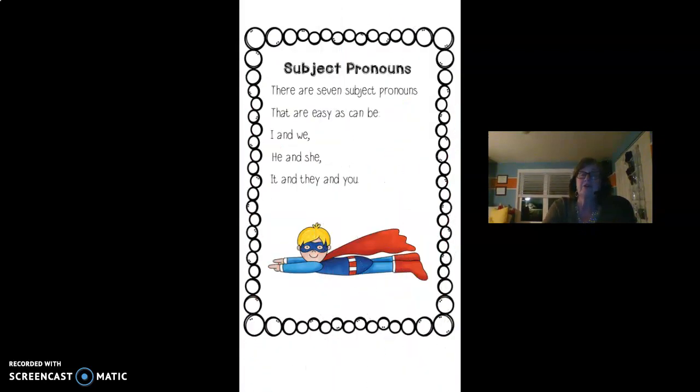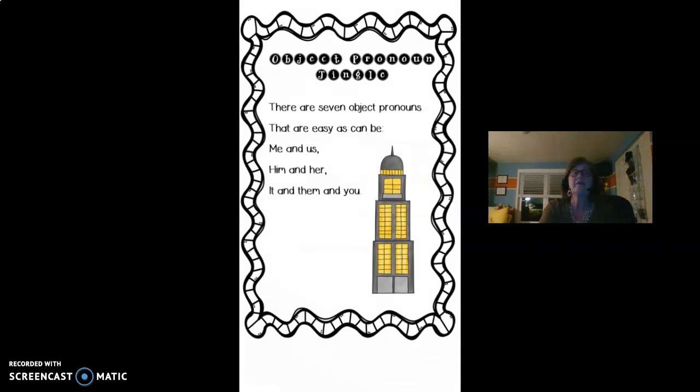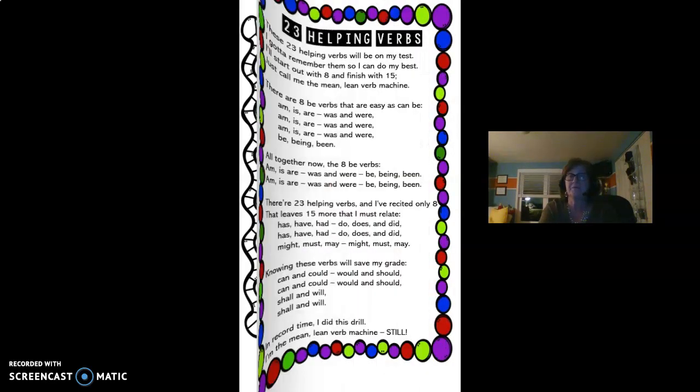There are 7 subject pronouns that are easy as can be. I and we, he and she, it and they and you. There are 7 possessive pronouns that are easy as can be. My and our, his and her, its and their and your. There are 7 object pronouns that are easy as can be. Me and us, him and her, it and them and you.